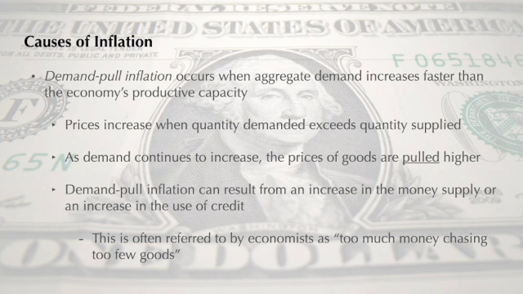The Federal Reserve System, commonly known as the Fed, controls the money supply in the United States. When the Fed increases the supply of money and credit, aggregate demand increases as consumers, businesses, and governments purchase more goods. Spending thus outpaces the available supply of goods, and demand pull inflation results. Economists refer to this situation as too much money chasing too few goods.